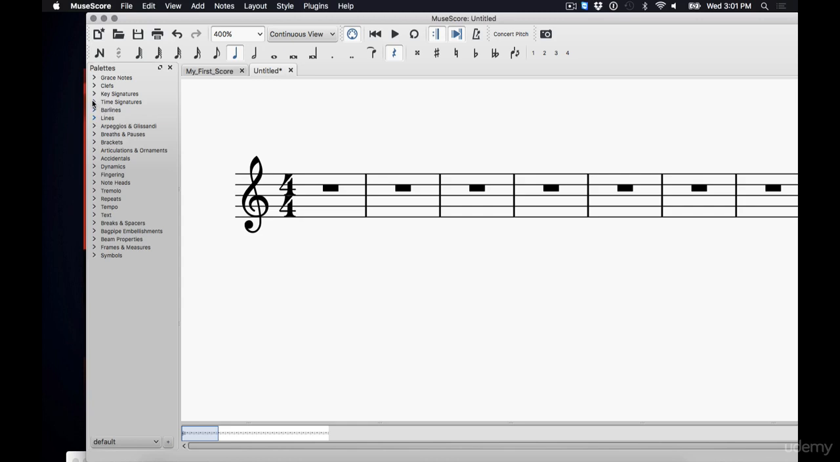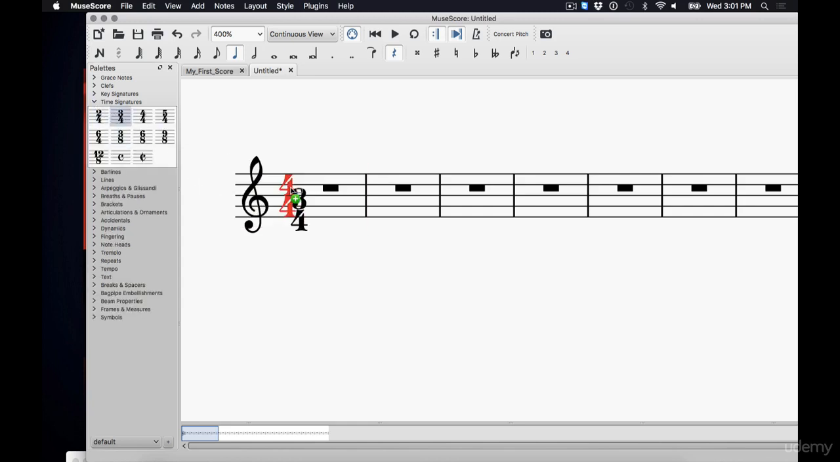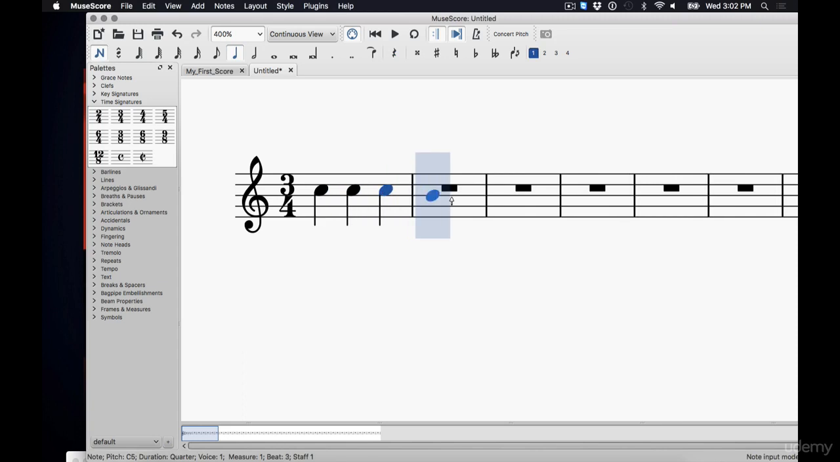I can change it. Let's do this. Now we're in a meter of 3/4. Each bar needs to have 3 beats worth of stuff. So if I make quarter notes, I can now only put 3 in a measure. It's not going to let me put any more in there. So I have 3 beats per measure because I am in 3/4 time.